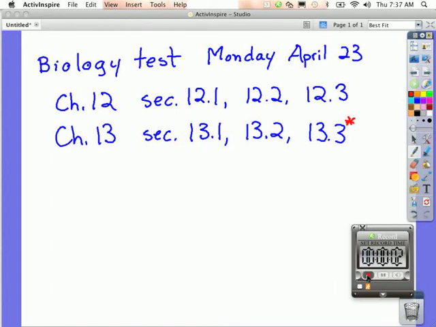So here's your information for the biology test, Monday, April 23rd. Chapter 12 with sections 1, 2, and 3, and chapter 13 with sections basically 1 and 2. A couple of questions from section 3, but certainly not a lot of information. Take this time now to work backwards. We left off with chapter 13, section 2, on the genetic code.